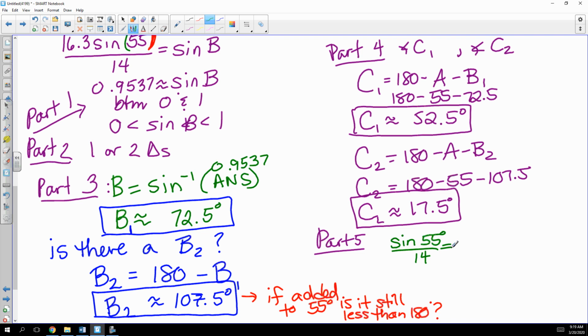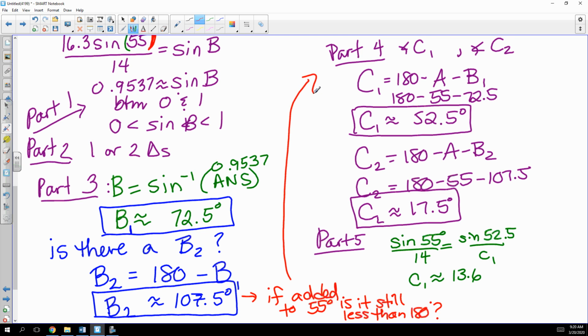And now we know what angle C sub 1 is, so we're going to say sine of 52.5 over side C sub 1. And then you're going to solve, and you're going to get side C sub 1 to be approximately 13.6. After we did this, then we went on to part 4.